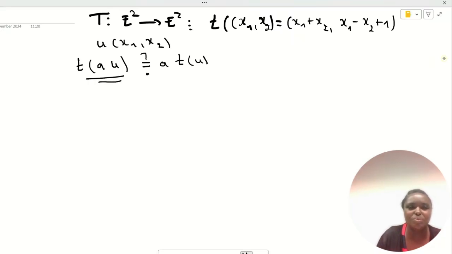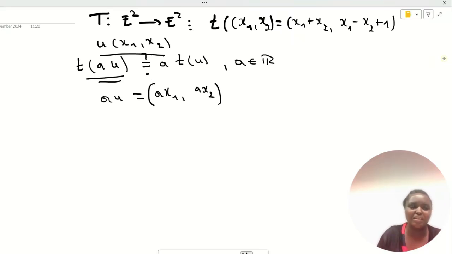We have u equal to this one. Then what is a times u? Of course a belongs to R, it's a real number. So a times u will be equal to (a x1, a x2). This is the point. And if we compute T of a u, it will be equal to T of (a x1, a x2).